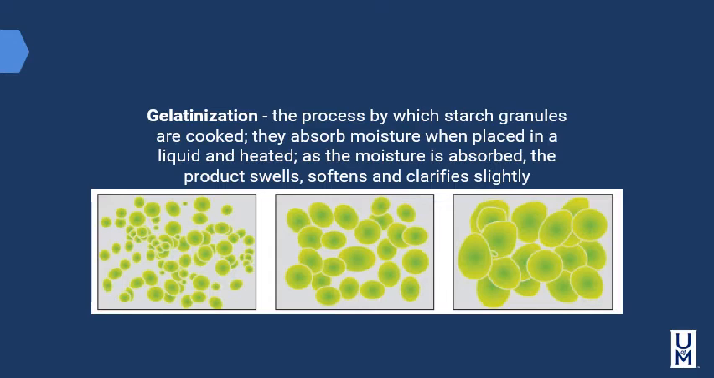For example, the flour or starch in cake batter gelatinizes by absorbing the water from the eggs, milk, or other ingredients, and drying associated with the baked goods. Gelatinization of starch also takes place when beans or pasta absorb water, swell, and soften during the cooking process.